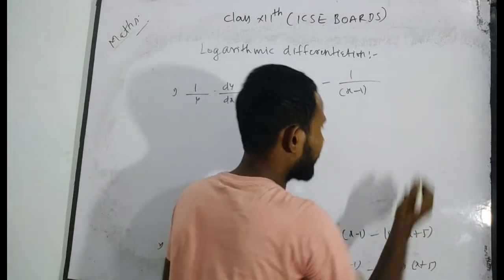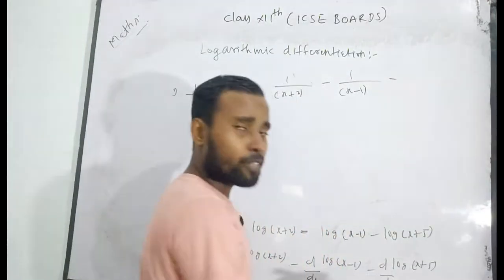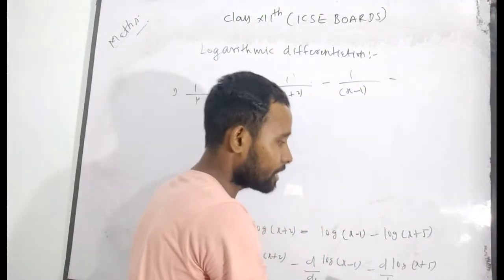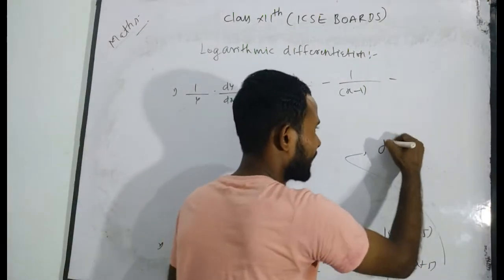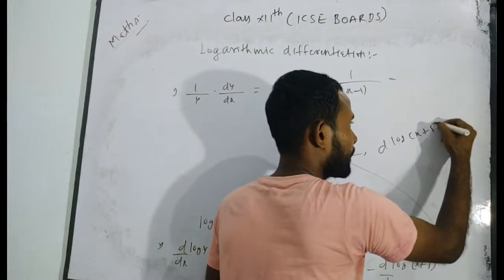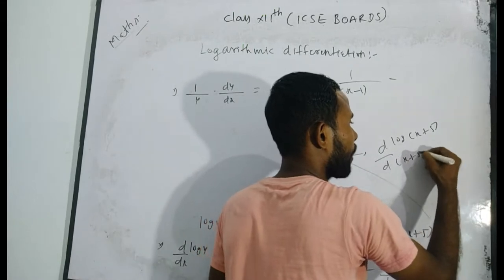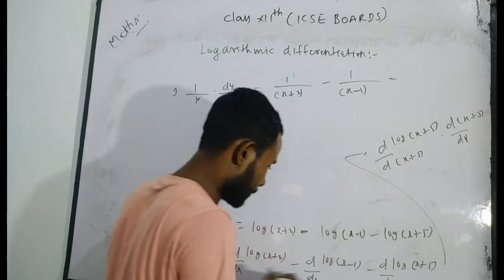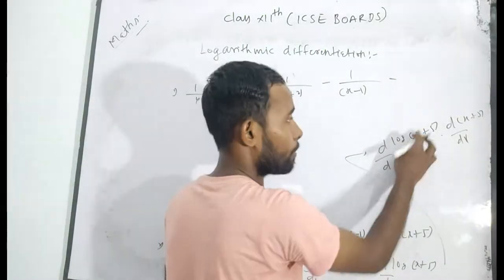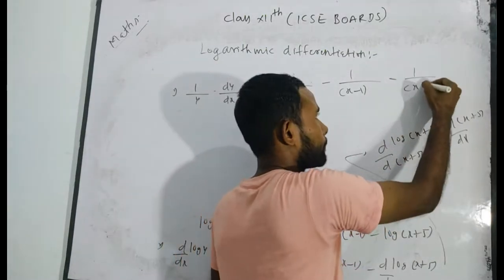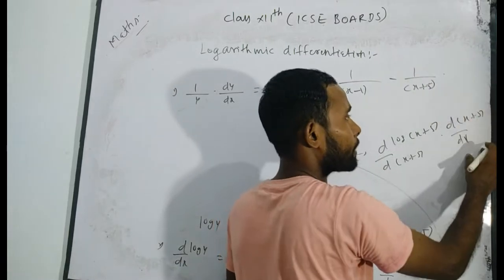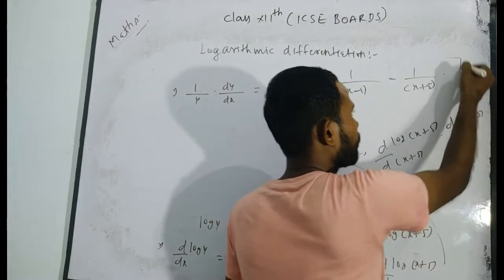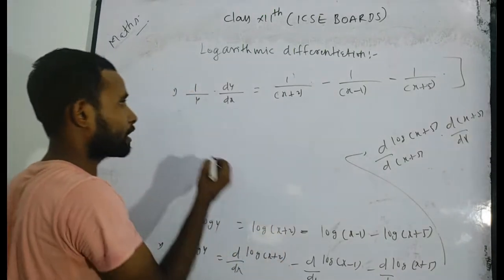And here the derivative of log(x+5). If you do not understand, I want to write the last step. The derivative of log(x+5) with respect to x+5, and again x+5 with respect to x, similar as here. Its derivative will be 1 upon x+5, into the derivative of x+5 with respect to x, which will be 1.